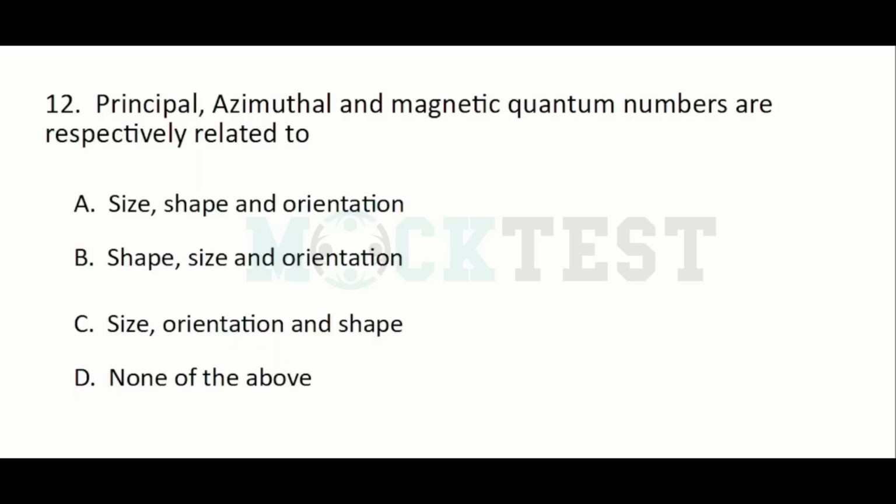Principal, azimuthal and magnetic quantum numbers are respectively related to: option A, size, shape and orientation; option B, shape, size and orientation; option C, size, orientation and shape; option D, none of the above. Principal, azimuthal and magnetic quantum numbers are respectively related to size, shape and orientation.